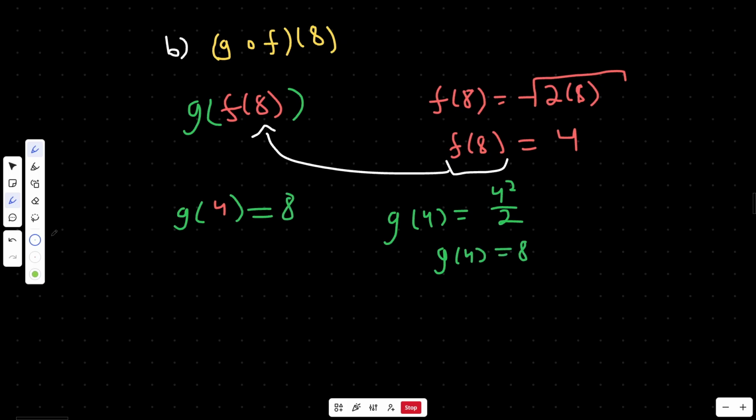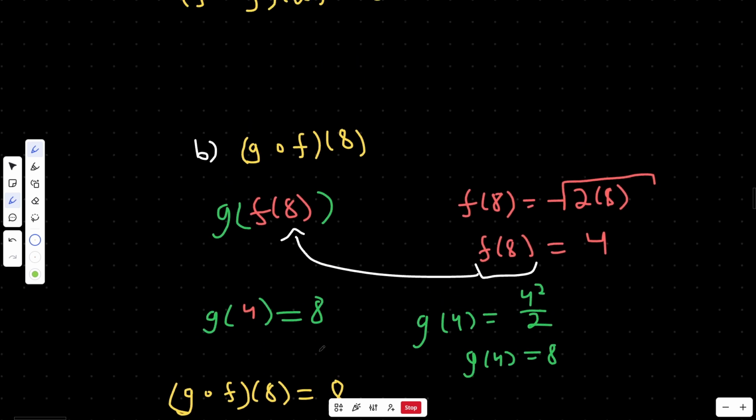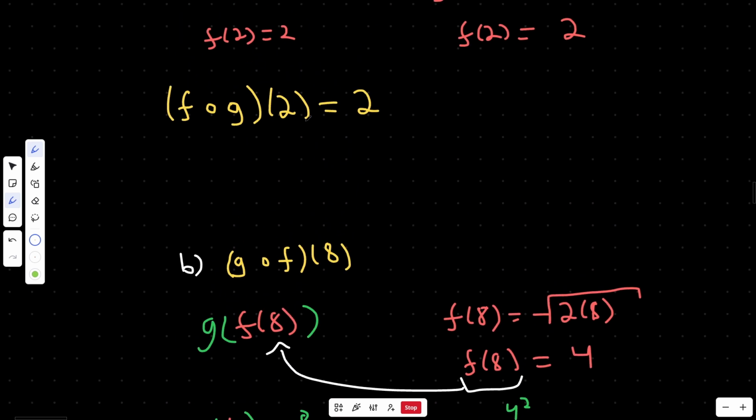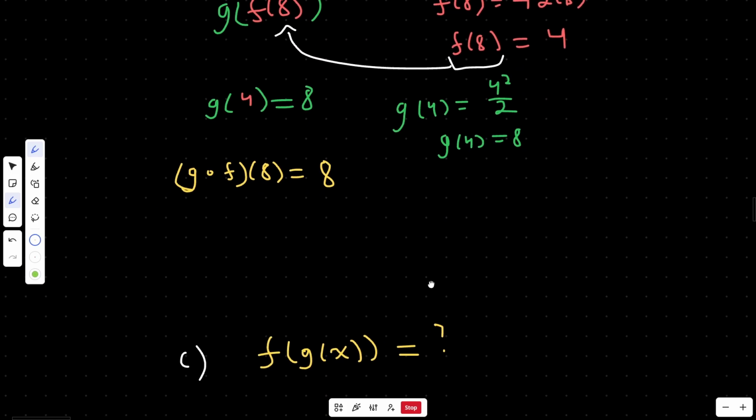Now we can write it in a more standard form, based off our question: g of f of 8 is equal to 8. Interesting, everything's 2 over here and everything's 8 over here. Well, that's a bit of a coincidence. But anyways, let's keep moving on.